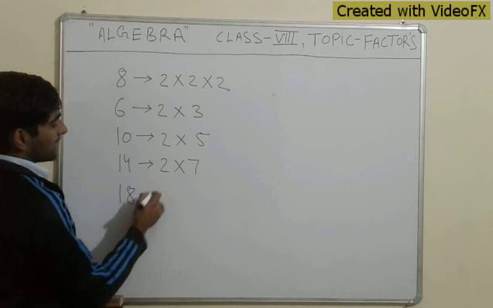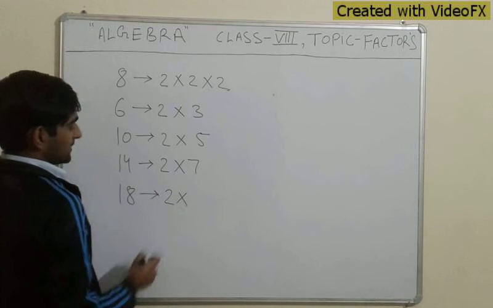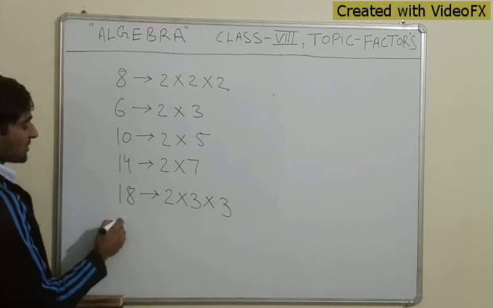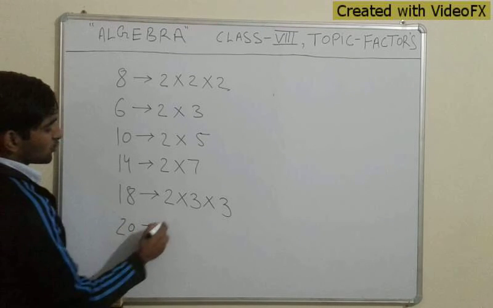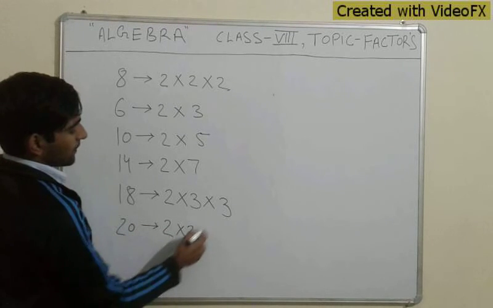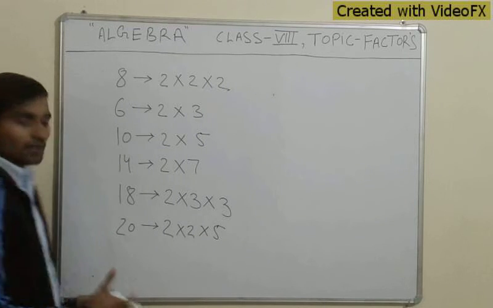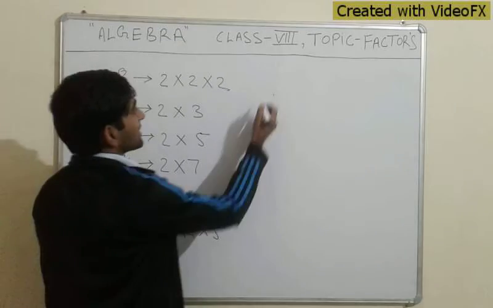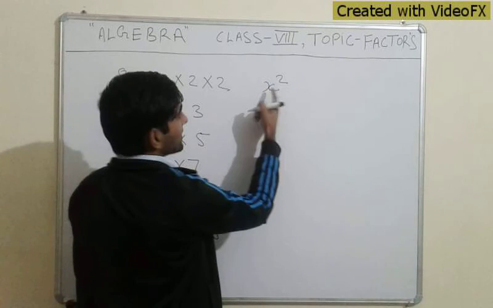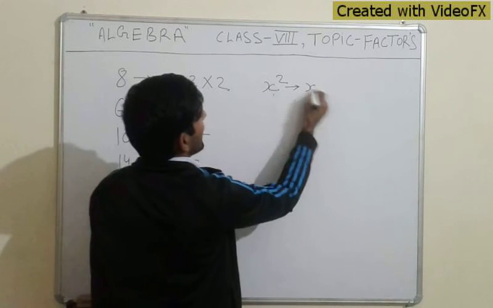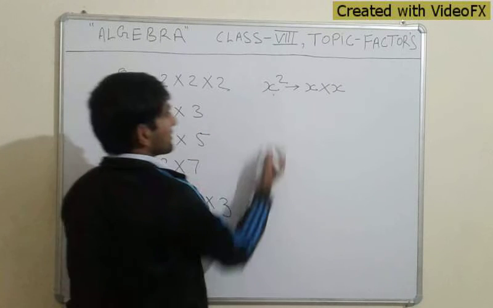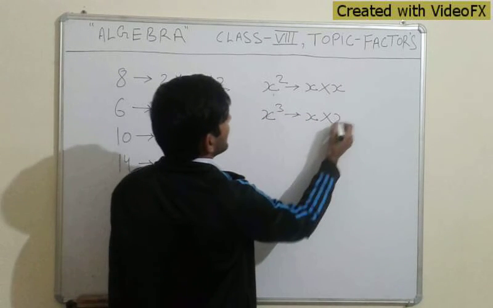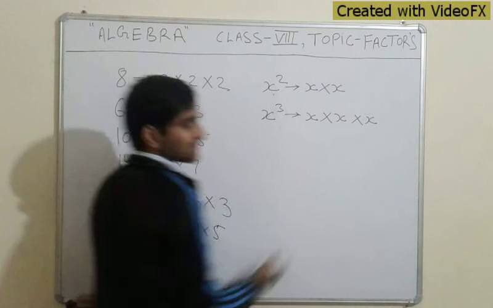Factors of 18 are 2 multiply 3 multiply 3. Factors of 20 are 2 multiply 2 multiply 5. Like this, you can write factors of x square. Factors of x square are x multiply x. Factors of x cube are x multiply x multiply x.